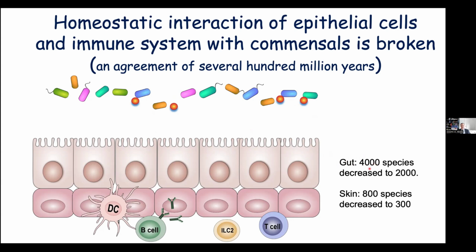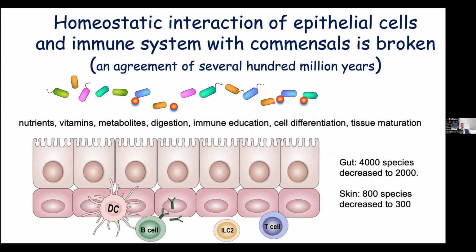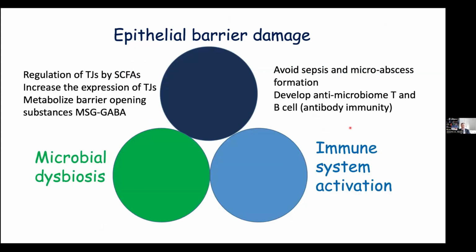Instead of 4,000 species, it decreased to around 2,000 species, and in the skin, instead of 800 species, it decreased to around 300 species. So this interaction between the prokaryotes and eukaryotes was providing nutrients, vitamins, metabolites, helping the digestion, helping immune education, helping cell differentiation and tissue maturation. And after the 1960s, this agreement is broken. That's a big issue for humanity and also domestic animals at the moment.